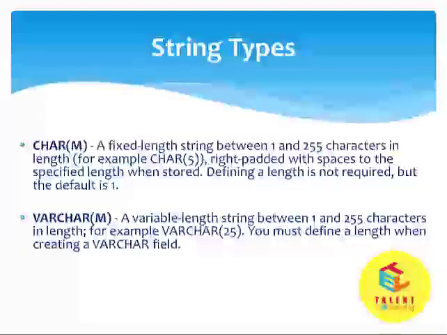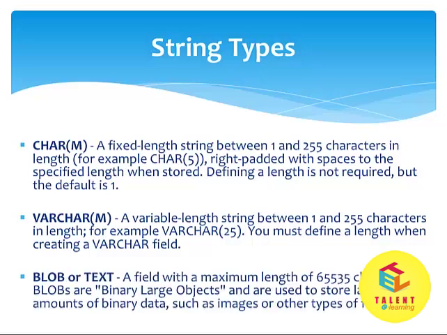Variable character, denoted as VARCHAR and pronounced as varchar. It is a variable length string between 1 and 255 characters. Blob or text, a field with a maximum length of 65,535 characters. Blobs are binary large objects, and these data types are used to store strings in our database.